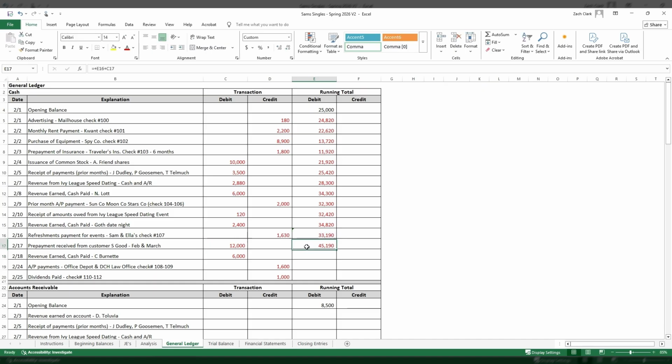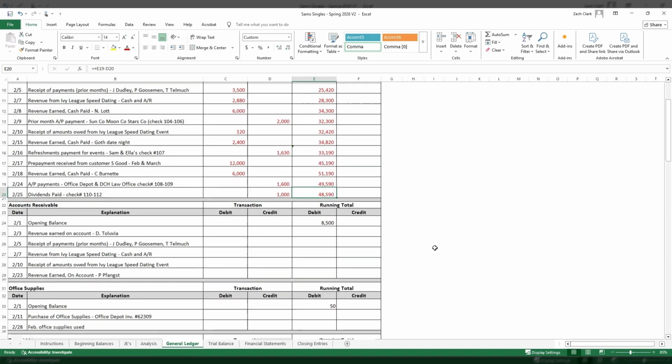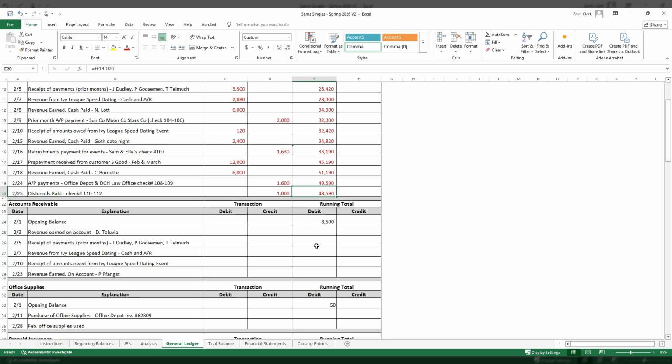If you wanted to get fancy with Excel, you could figure out some methods to create some more advanced formulas that could accomplish that same task of sometimes using a minus, sometimes using a plus. But for our purposes, with relatively basic Excel, we've accomplished that whole process of maintaining the running total. And what it shows us is that our ending balance in cash is $48,590.